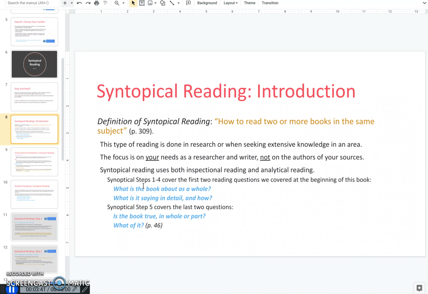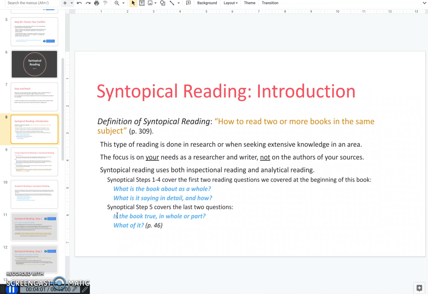Okay, so syntopical reading uses both inspectional and analytical reading. There are 5 steps. The first 4 steps cover the first 2 reading questions we covered way back at the beginning of this book, which were, what is the book about as a whole, and what is it saying in detail? And even though I'm saying book, you could just replace the word book with source.